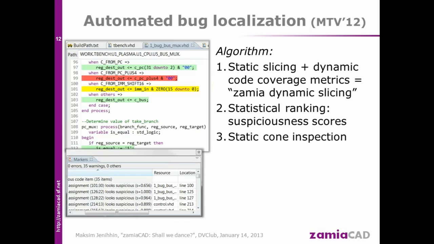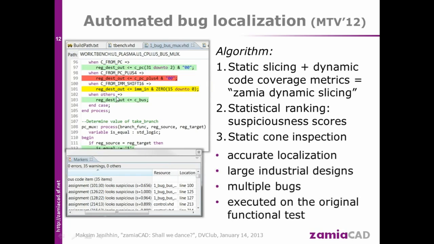And based on these three steps, we can highlight and determine in the design some candidates for bug locations in case a bug was detected. By this I mean an assertion has been violated or some test has failed. So Zamia will provide you some candidates for such bug locations automatically.